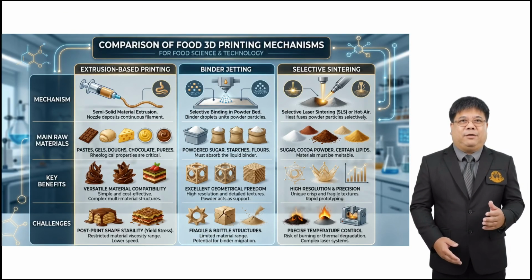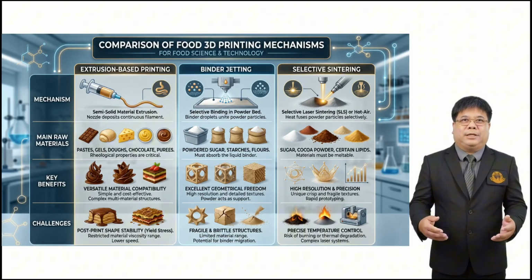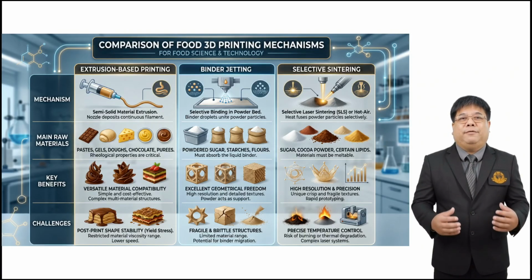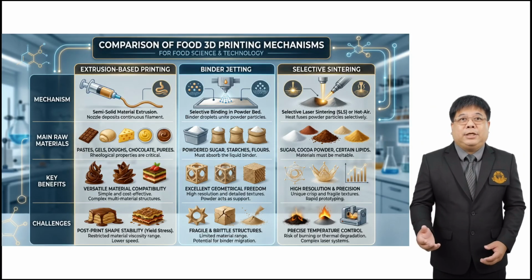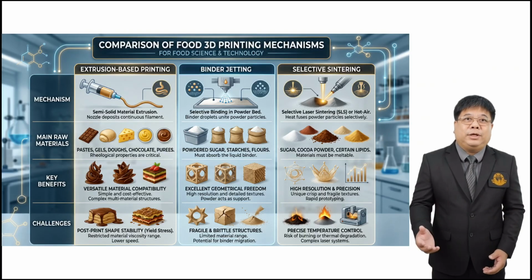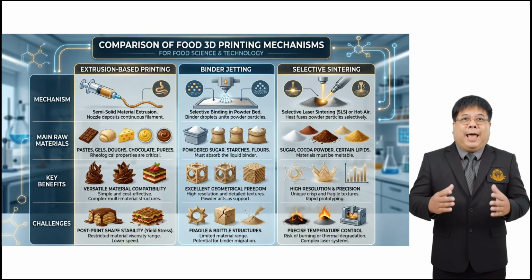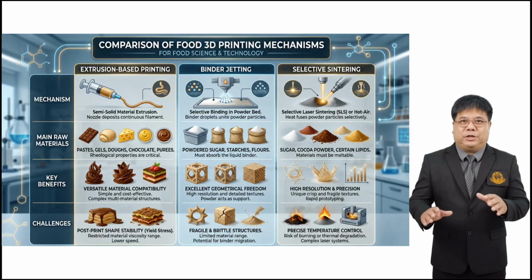Inkjet printing operates on a very different principle. Instead of depositing continuous filaments, it ejects tiny low-viscosity droplets with high spatial precision. Because droplet formation depends on surface tension, viscosity, and wetting behavior, inkjet systems are more suitable for edible coatings, flavor deposition, nutrient patterning, printed colors, and localized functional compounds rather than building thick self-supporting structures.